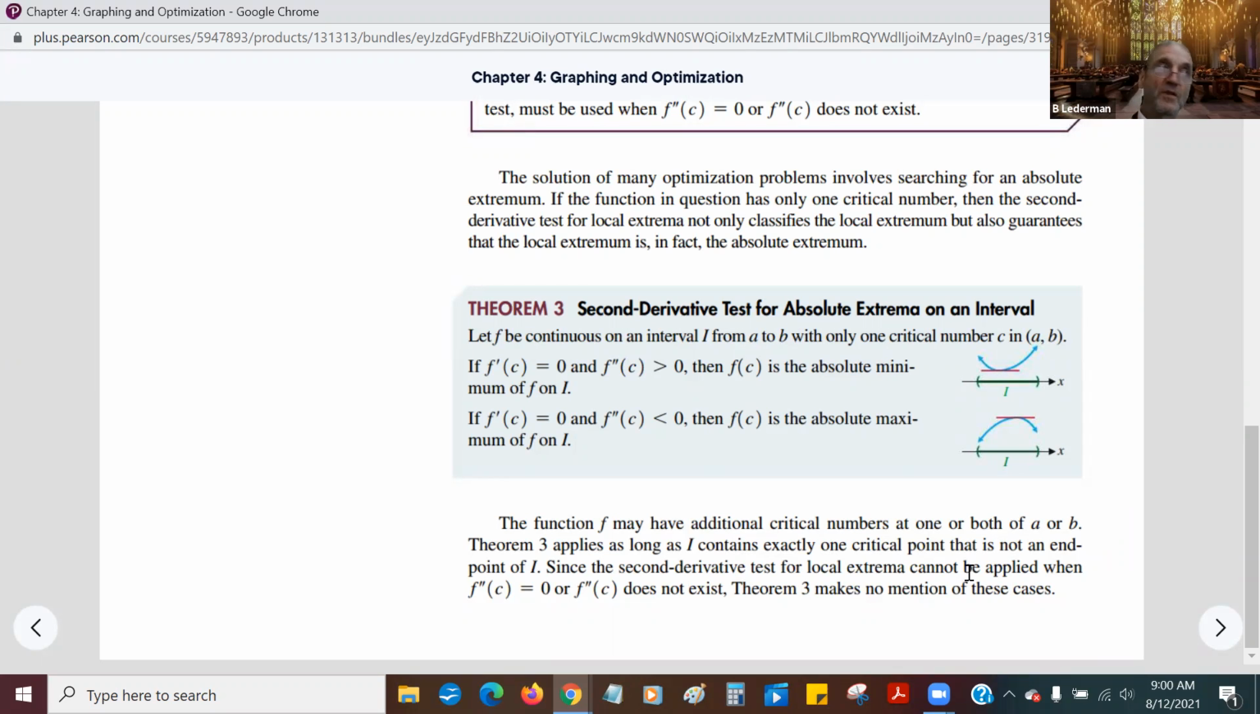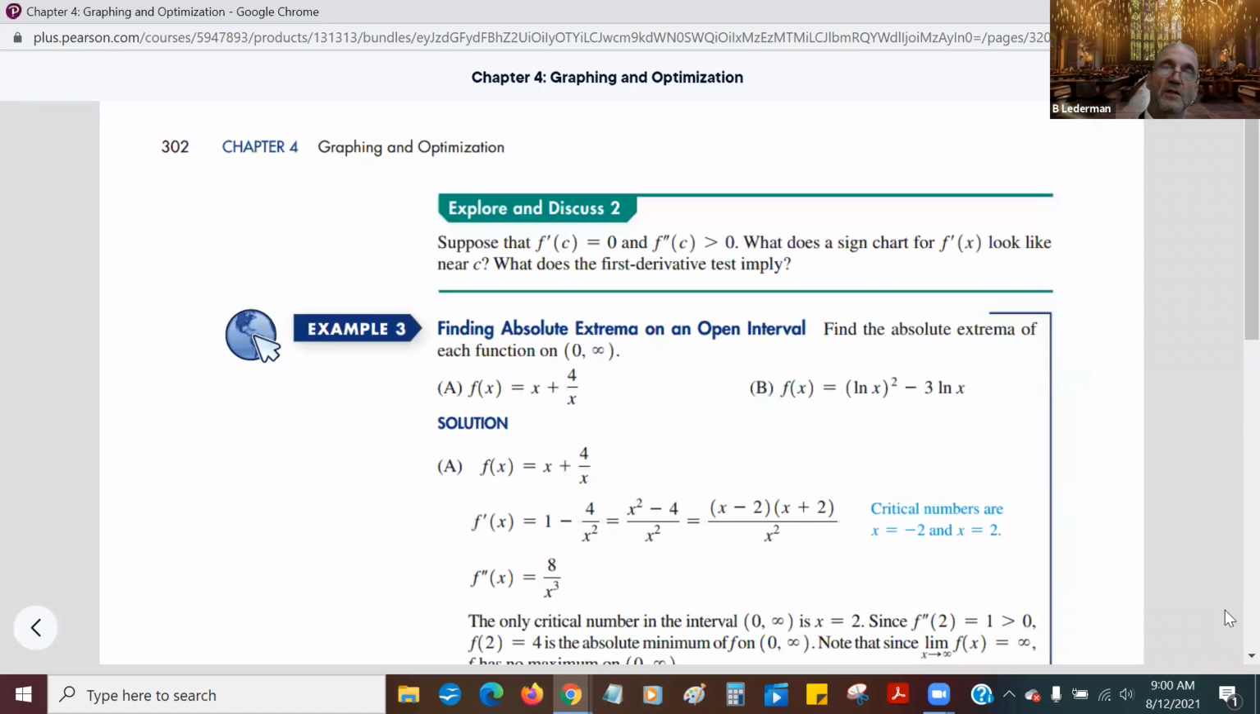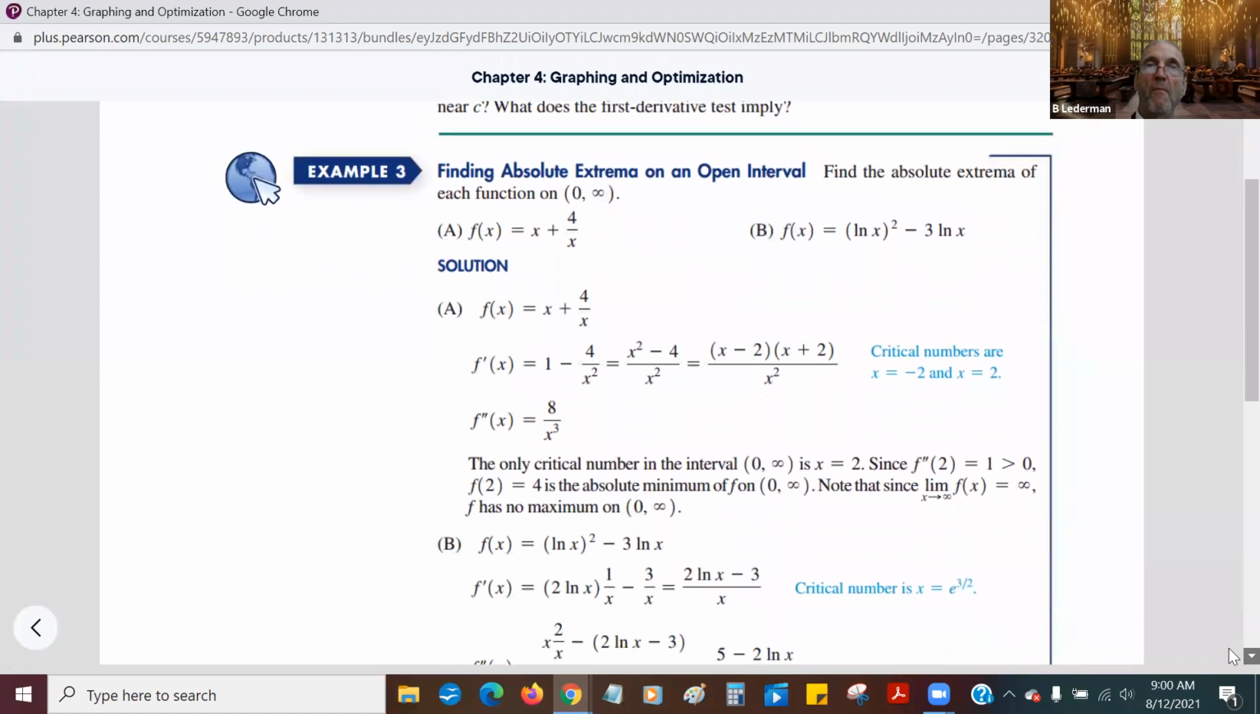Isn't that funny how some things work specifically for closed, some work specifically for open? That's why you got to know what you're doing.